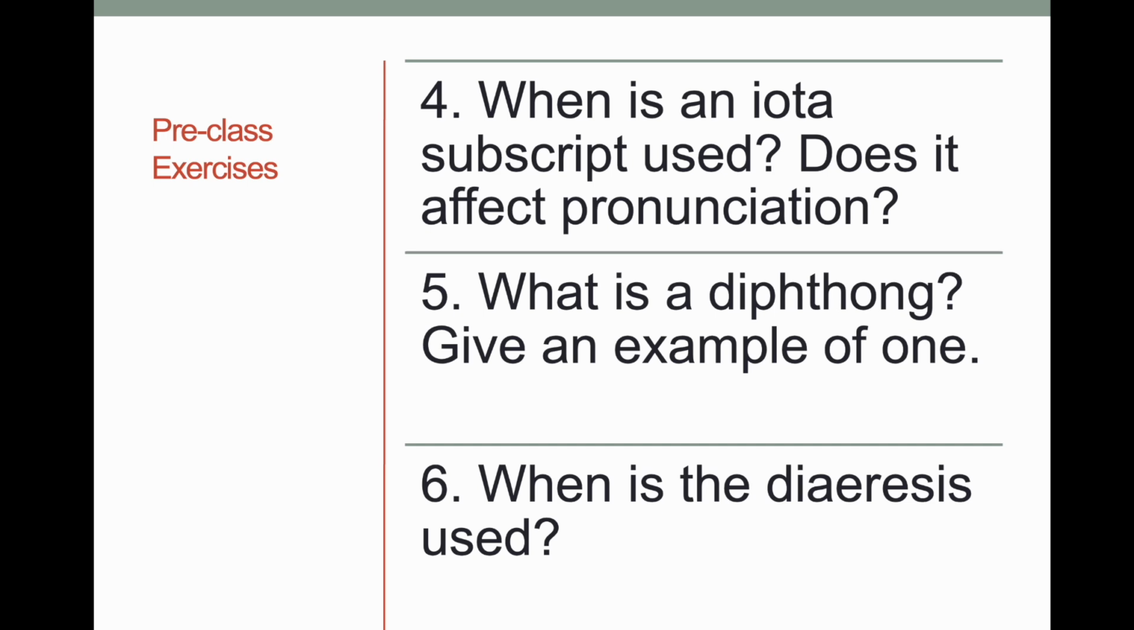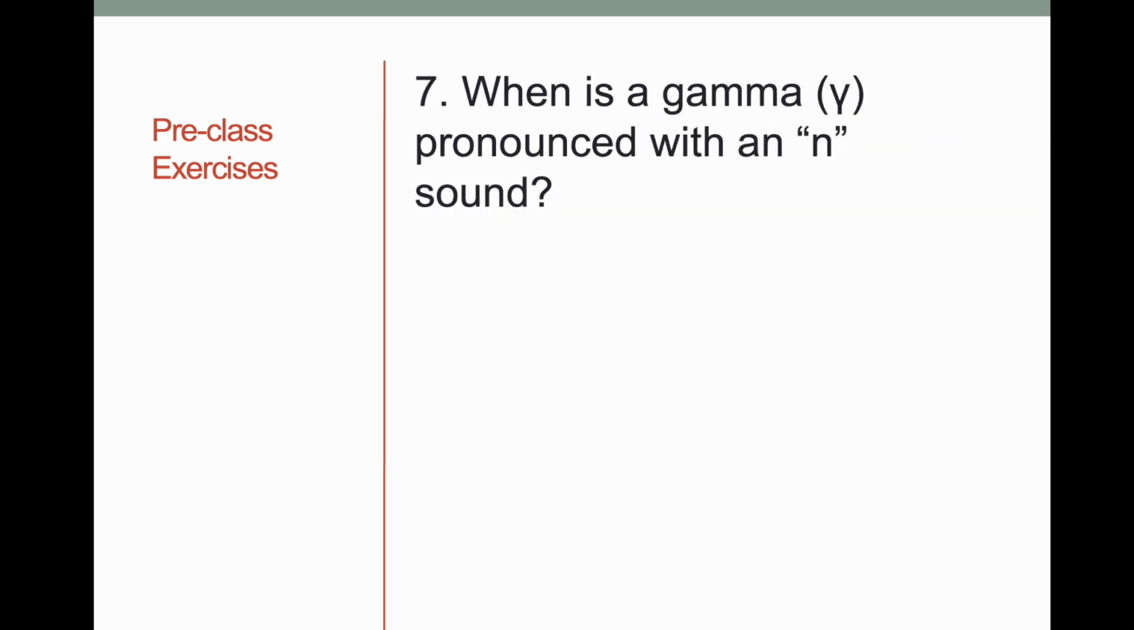When is an iota subscript used and does it affect pronunciation? What is a diphthong? And give an example of one. And when is a diaeresis used? And finally, when is the letter gamma pronounced with an n sound? So that's the opening lecture on the alphabet.